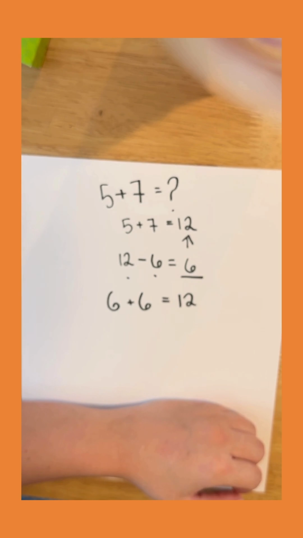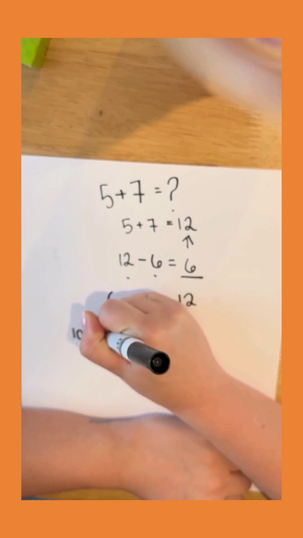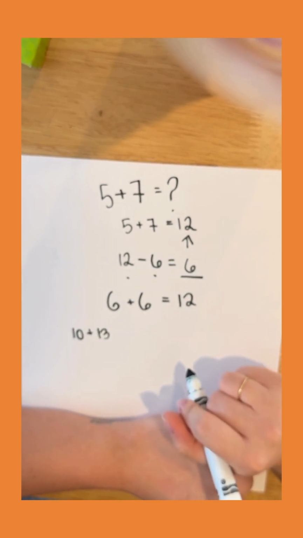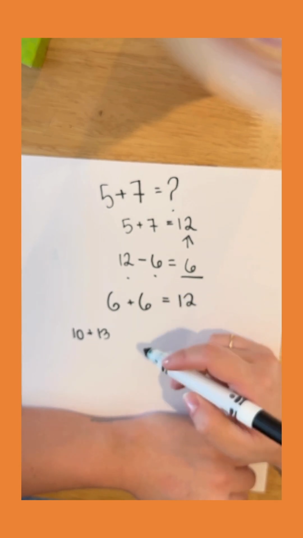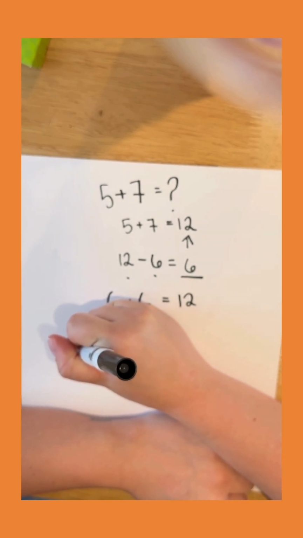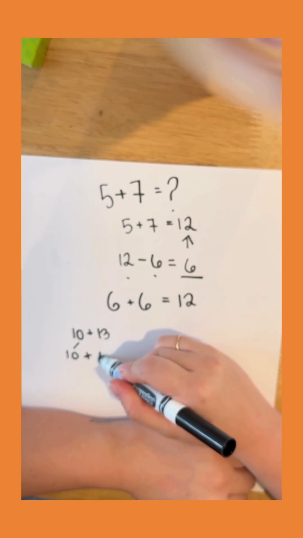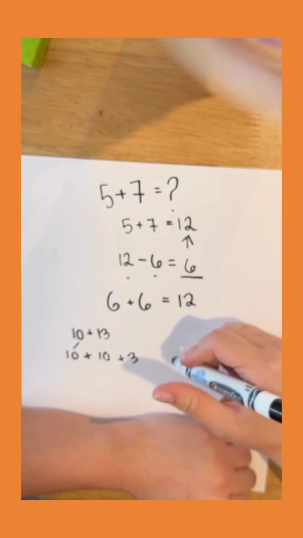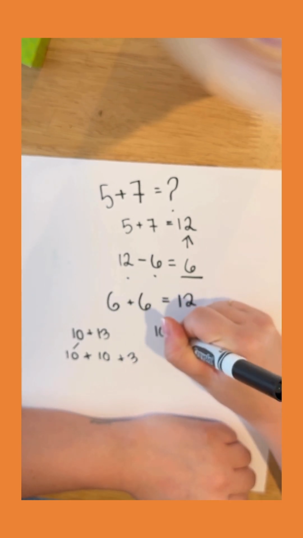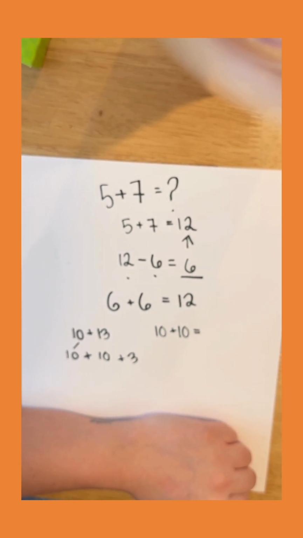Alrighty. Let's next try a bigger number. How about 10 plus 13. And you know, this is a little bit of a big number. So how about we break it up, make it a little easier. So we have 10 plus 10 plus 3. So let's first do our 10 plus 10, which we know is 20.